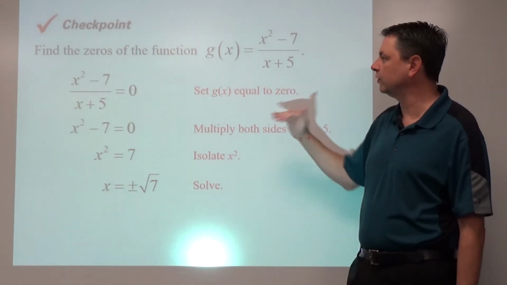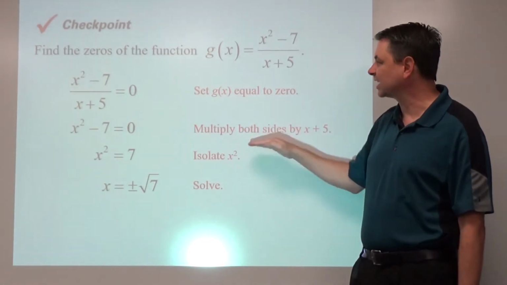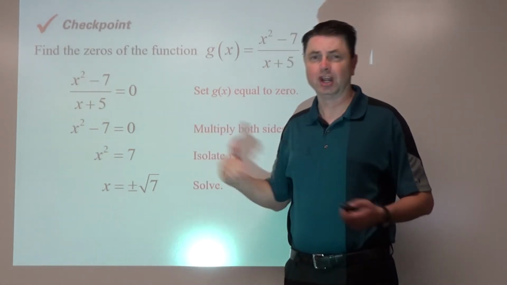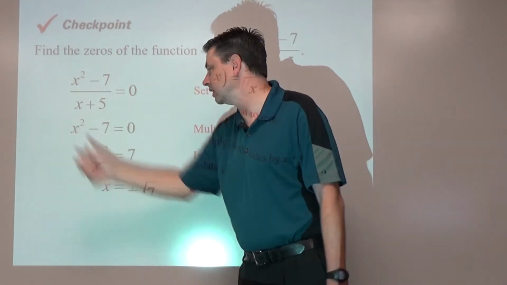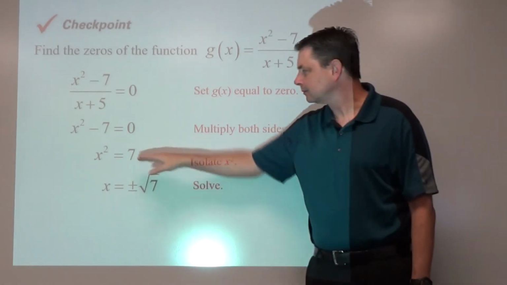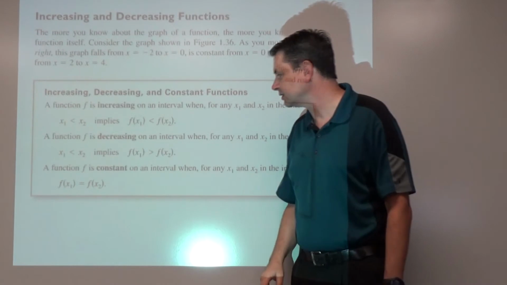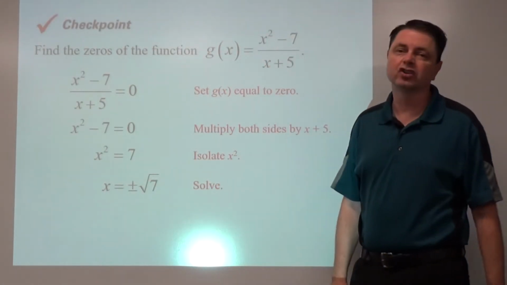Okay, so if we set the whole function equal to 0, we could multiply both sides by x plus 5 to get to here. Or knowing that they come from the numerator, we could have possibly just started right there also. It then becomes a square root method problem. Add 7 to both sides, square root, don't forget the plus or minus. Probably box that answer right there. Those are your zeros.